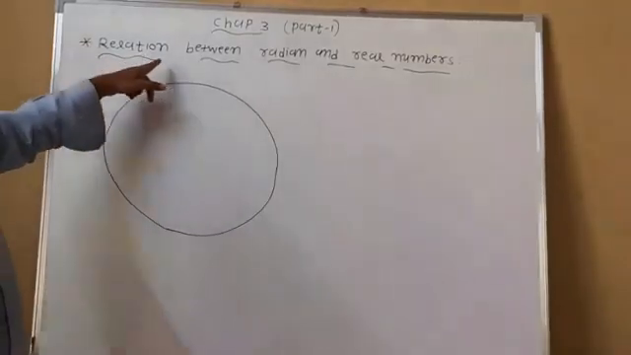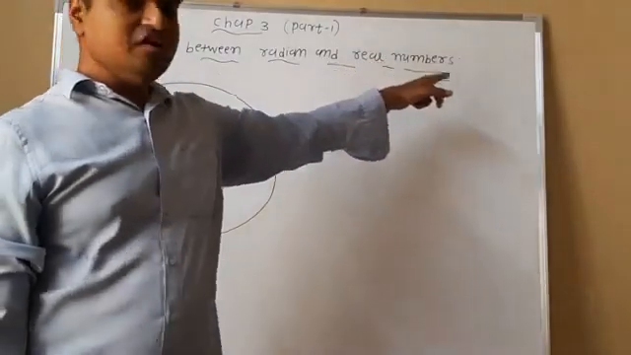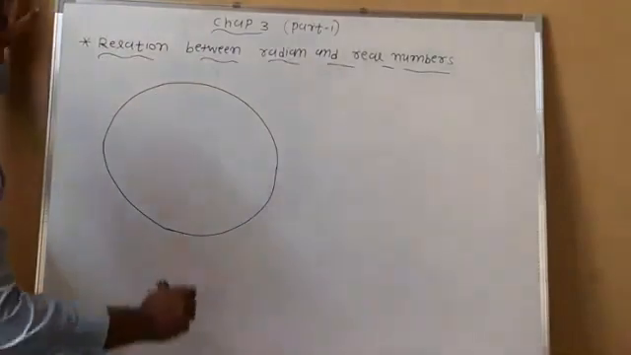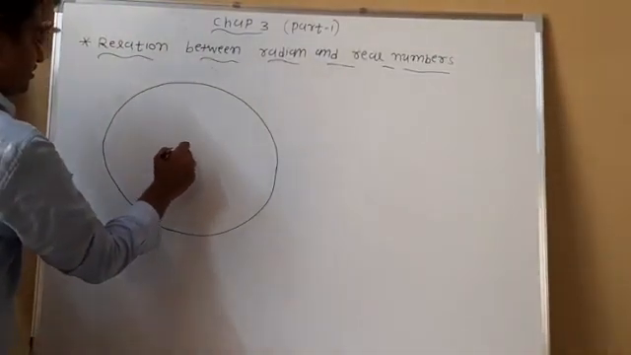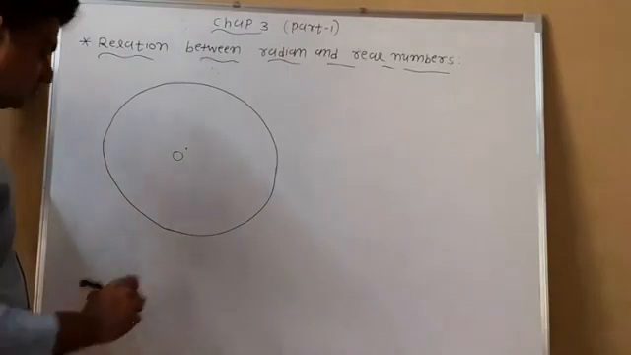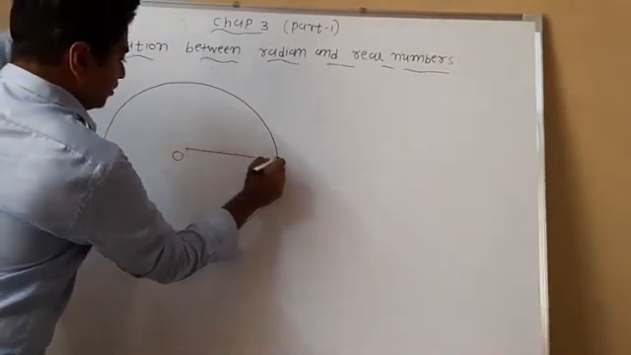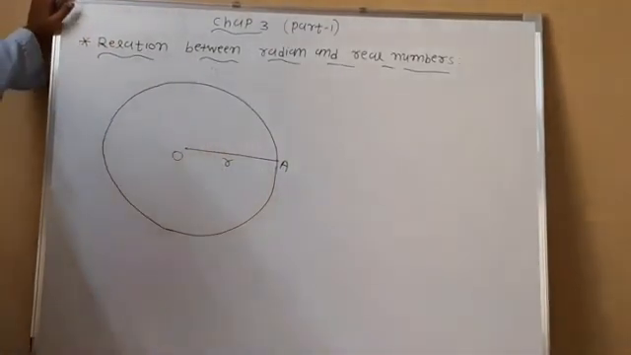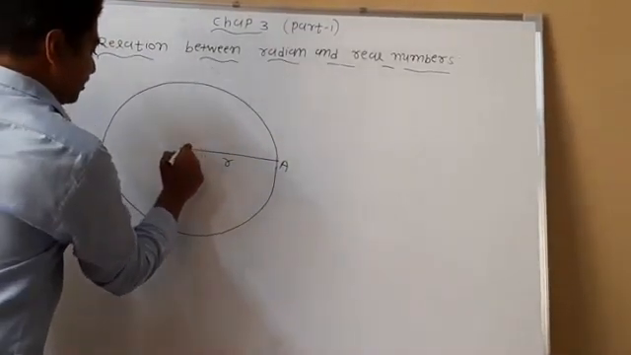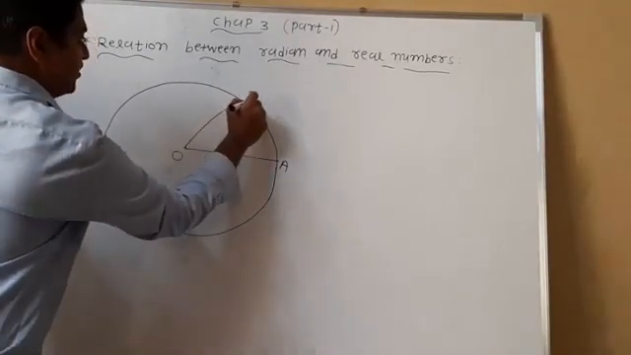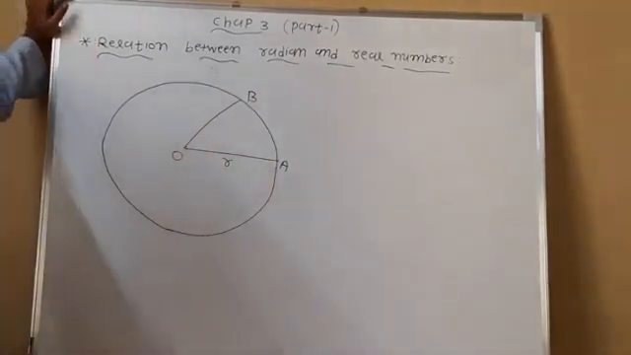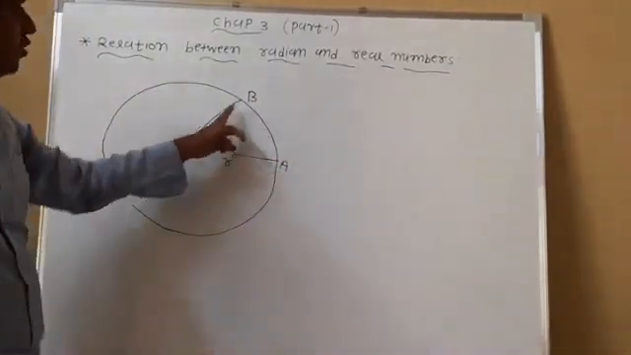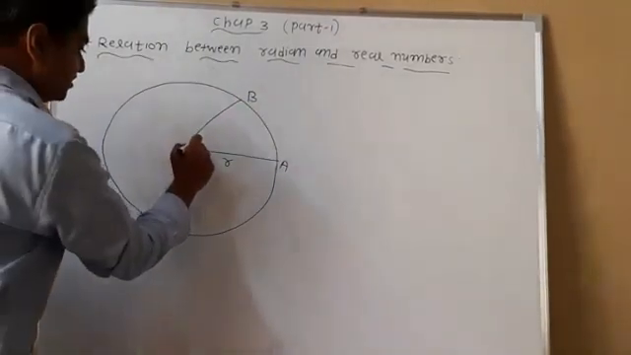Now our topic is the relation between radian and real numbers. So first of all, draw one circle. Now here O is the center of this circle. OA is the radius of this circle. Same way here draw OB. So OB is also a radius of this circle. Now the angle from OA to OB, this angle we say theta.